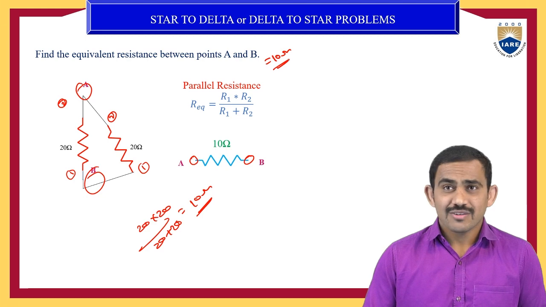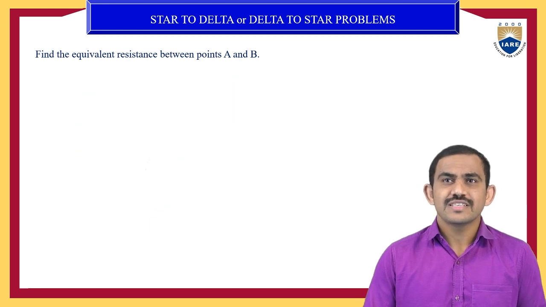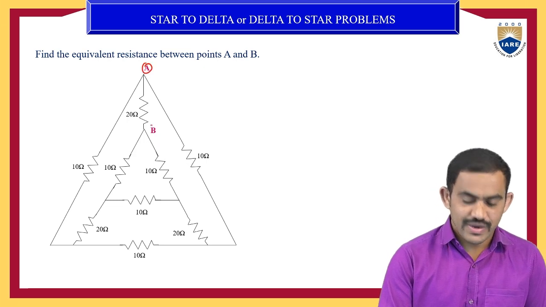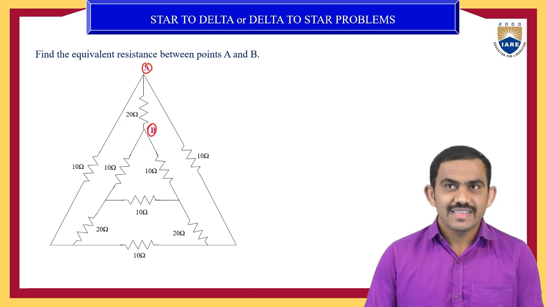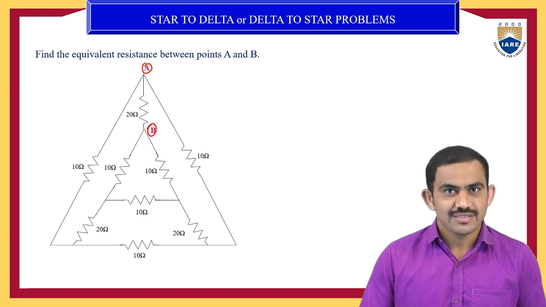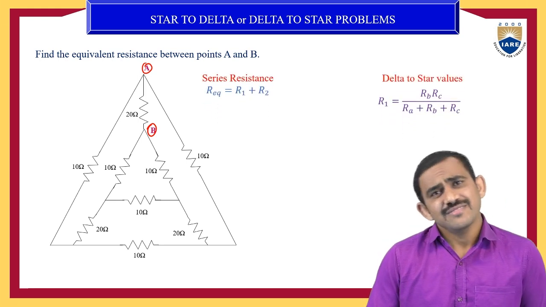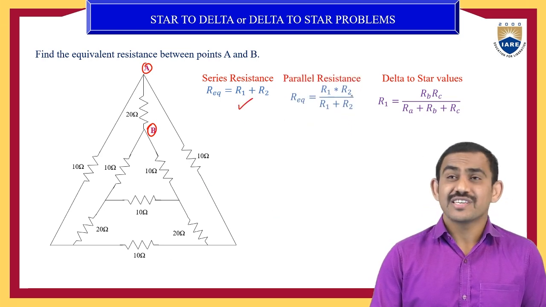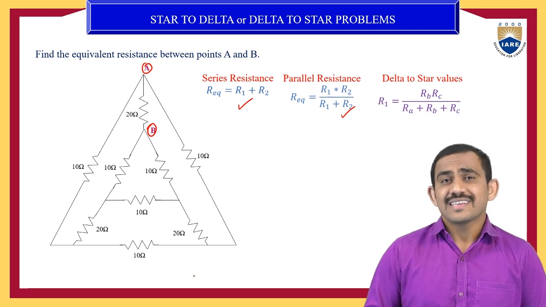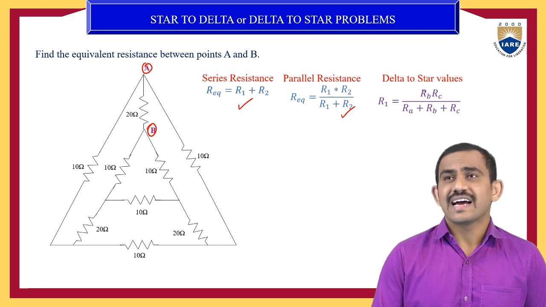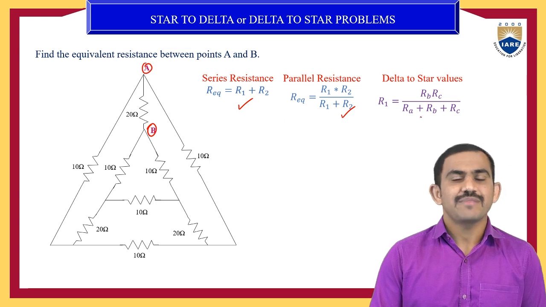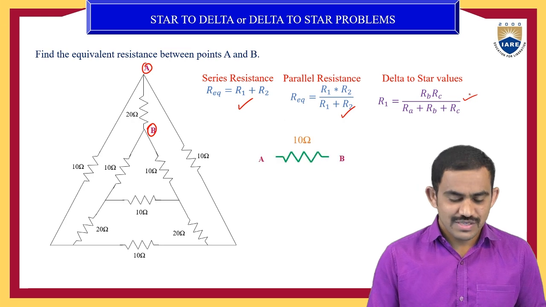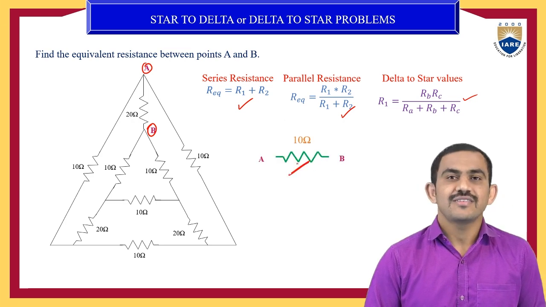I will conclude this section. So this is my main circuit, the starting circuit. Between A and B, I need to find the equivalent resistance. For this, I'm using 3 formulas: delta to star, series network and parallel network. For series, R1 plus R2, and for parallel, R1 into R2 by R1 plus R2. Then for delta to star, the formula is RB into RC by RA plus RB plus RC. These are the 3 formulas. Then you will get 10 ohms between A and B.